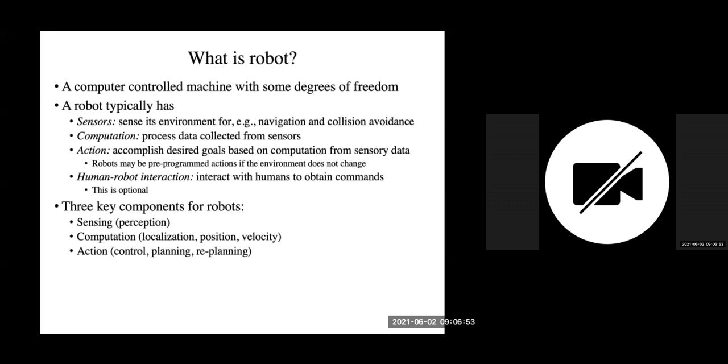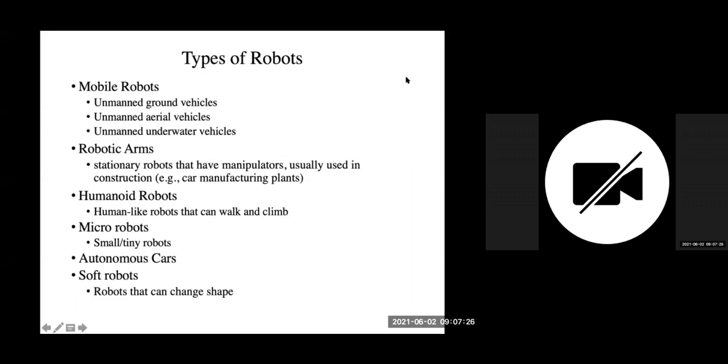Human-robot interaction talks about how we as humans can interact with a robot using commands, maybe even programs. But this is optional; in certain cases, you don't have that. In other words, the three key components for robots include sensing, mainly for perception; computation, with localization, position, and velocity; and also control action. We actually provide action for the robot, like control, planning, and replanning. Okay, let me run my slide.